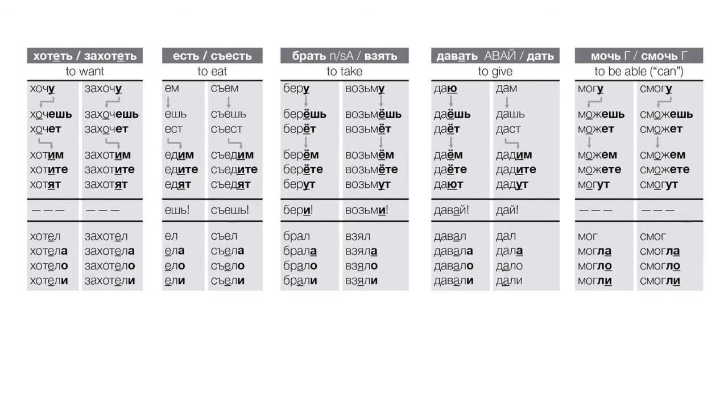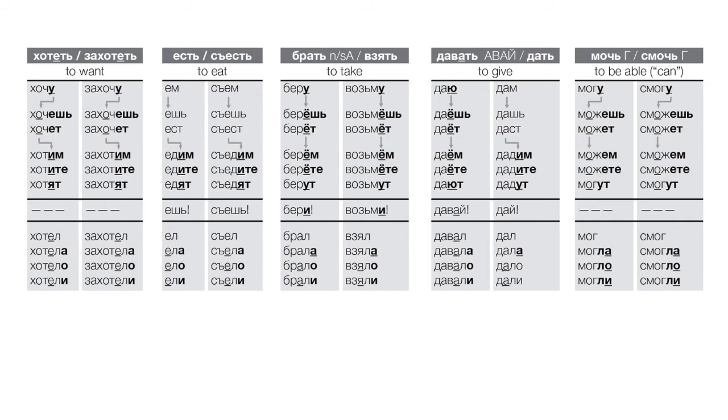Okay, what about есть, right? To eat. Ем, ешь, ест, едим, едите, едят. Съесть, right? There again, we're simply adding a prefix to get our perfective, so it works the same way as the imperfective. Съем, съешь, съест.